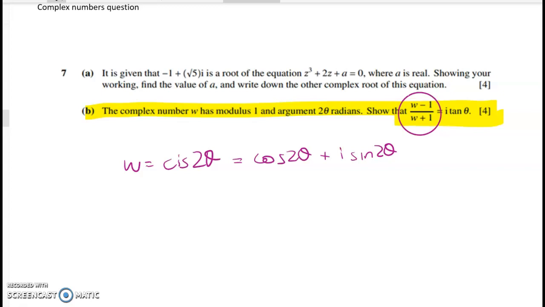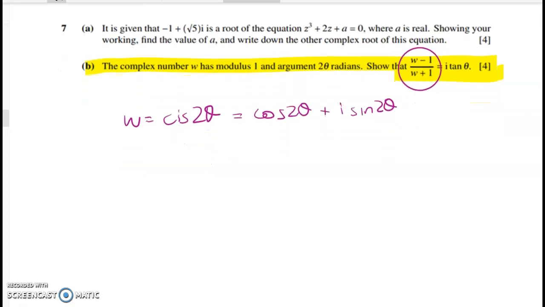And I'm going to use my double angles directly in here. I'm not going to multiply by the conjugate over the conjugate. So that's the second way that we can do this question. Right, so the first way is this. On the left-hand side, we've got cis 2 theta minus 1 over cis 2 theta plus 1.